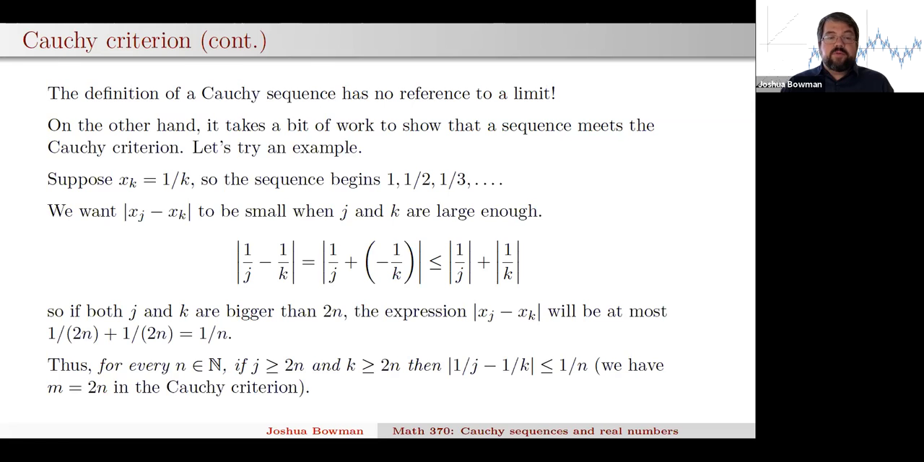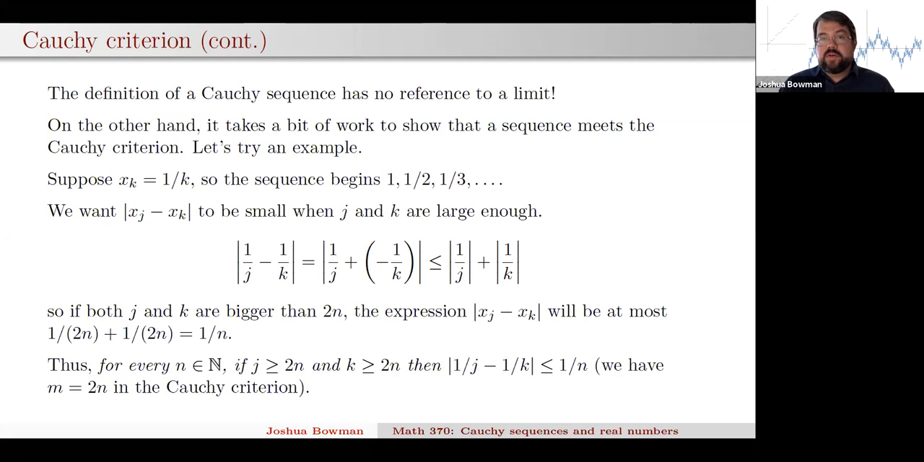And so for every natural number n, that's going to dictate our error, if j is greater than or equal to 2n and k is also greater than or equal to 2n, then the difference of 1 over j and 1 over k is less than 1 over n in absolute value. So effectively, we figured out what m has to be. We've said that m in the Cauchy criterion can be 2n.